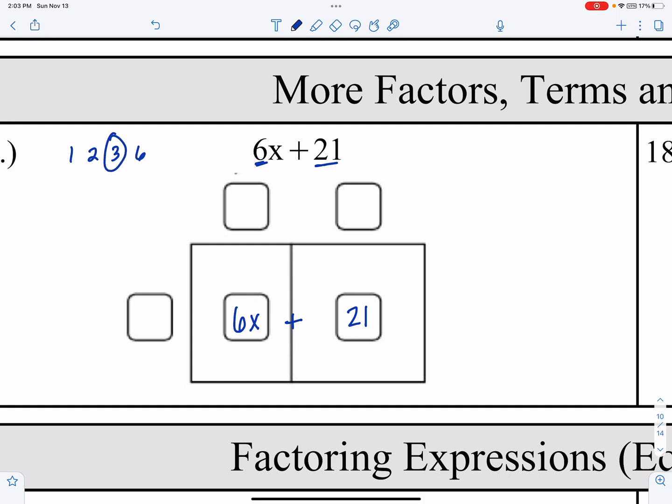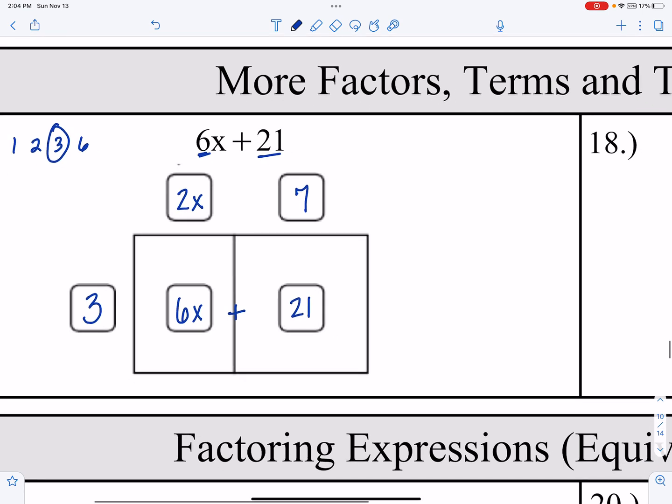So I'm actually going to pull 3 out. And so 3 times what would get me the 6x? 3 times 2x. And then 3 times what will get me the 21? That's 7. And so we end up with 3 times 2x plus 7, because that's my distance from here to here. All right, I should probably use a pointer if I'm going to do something like that.